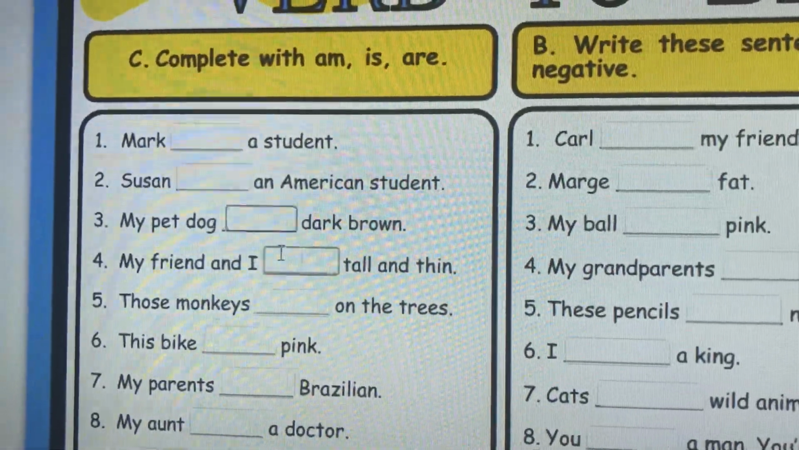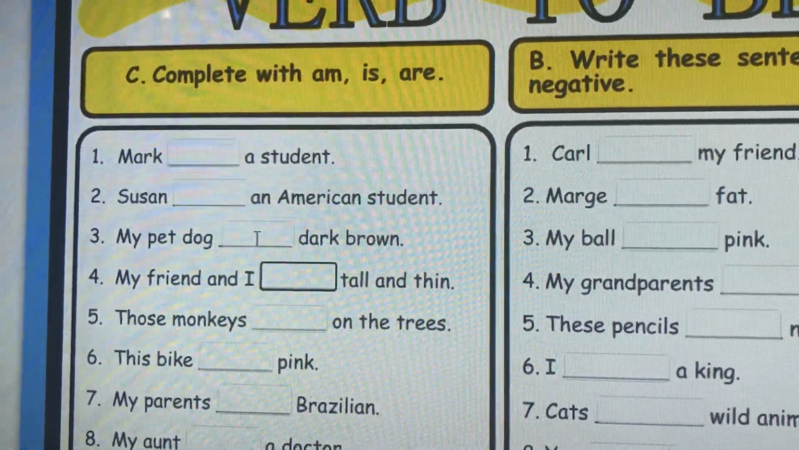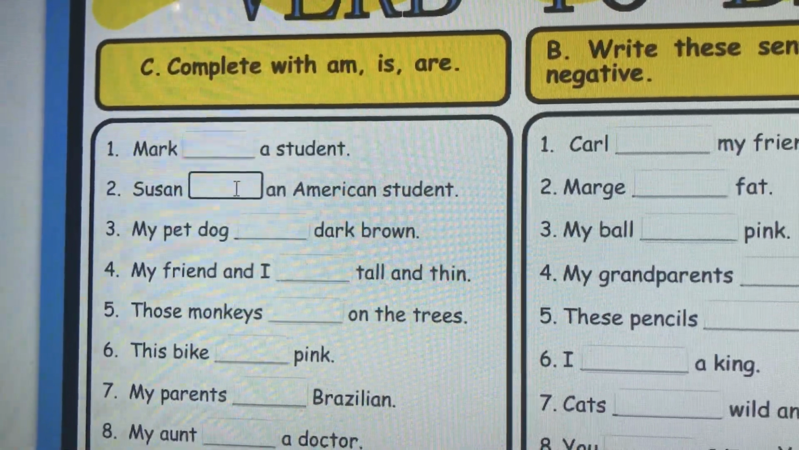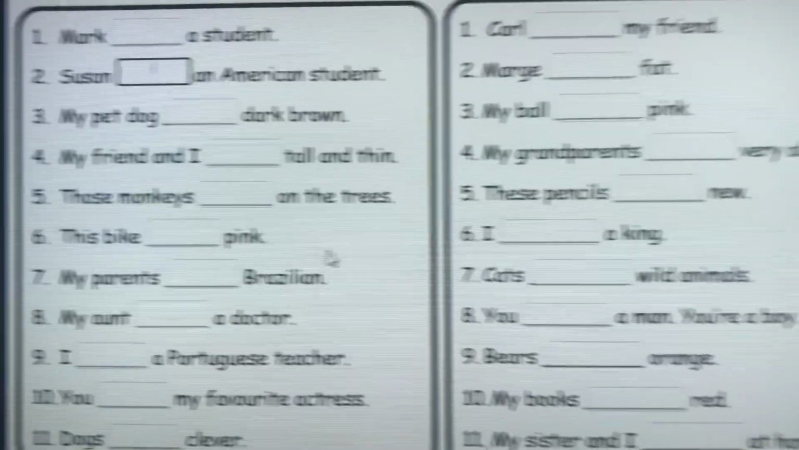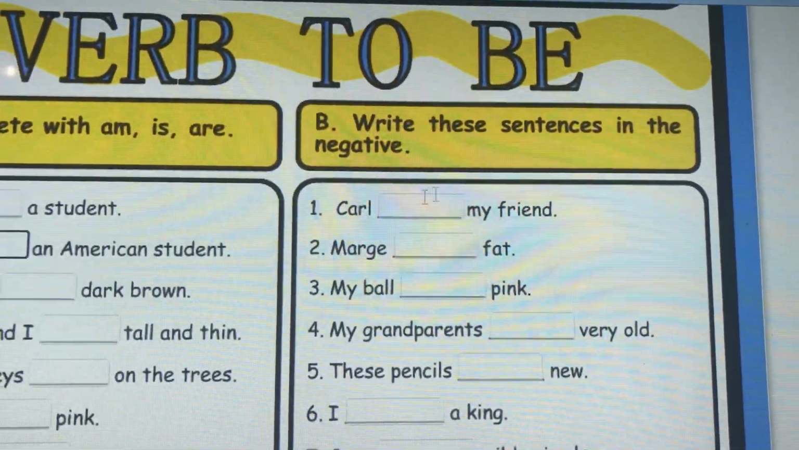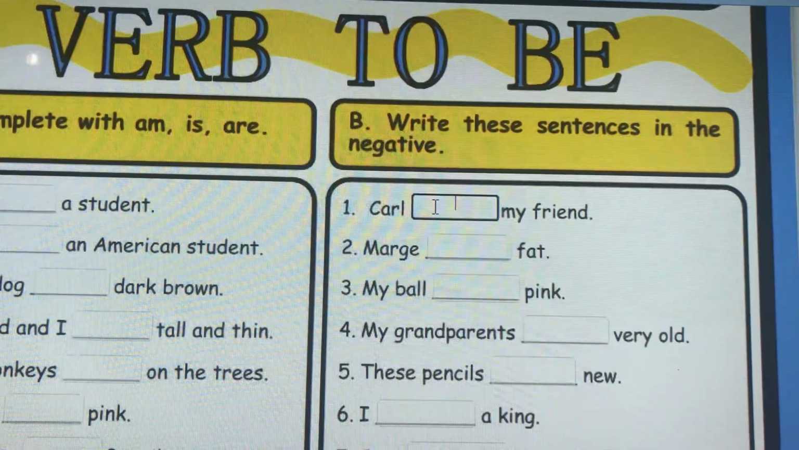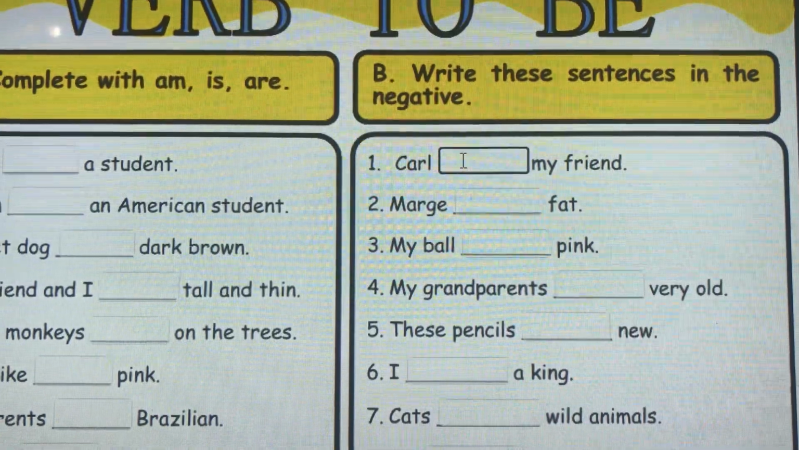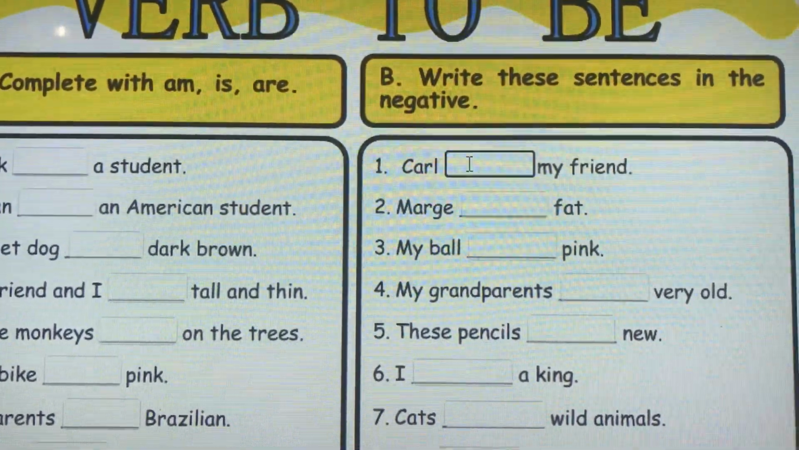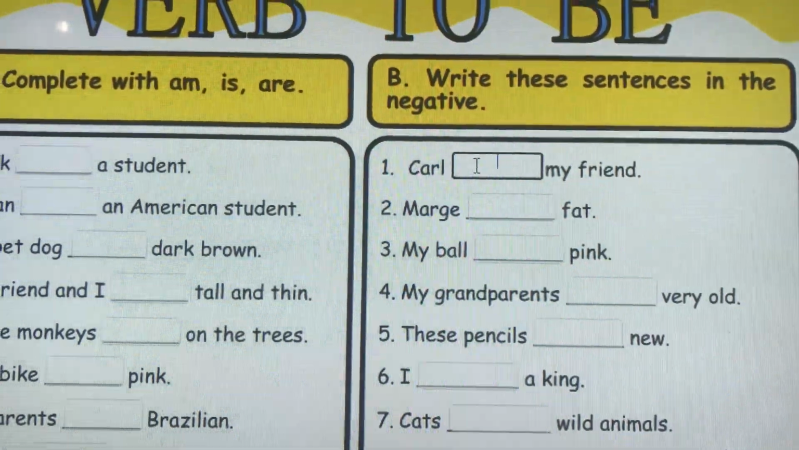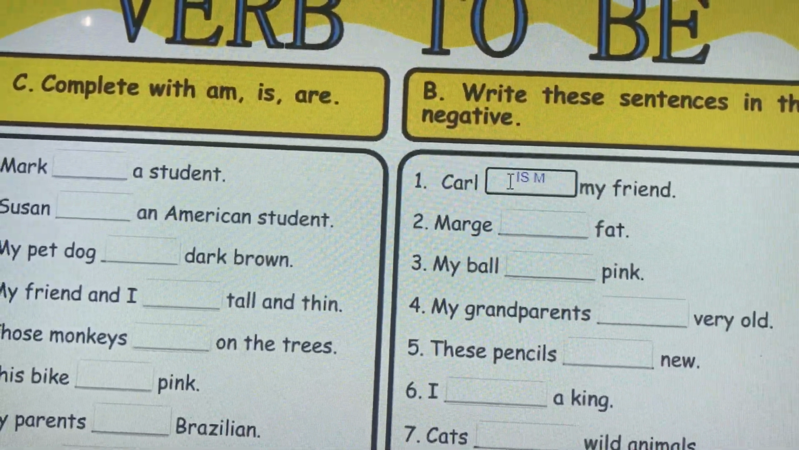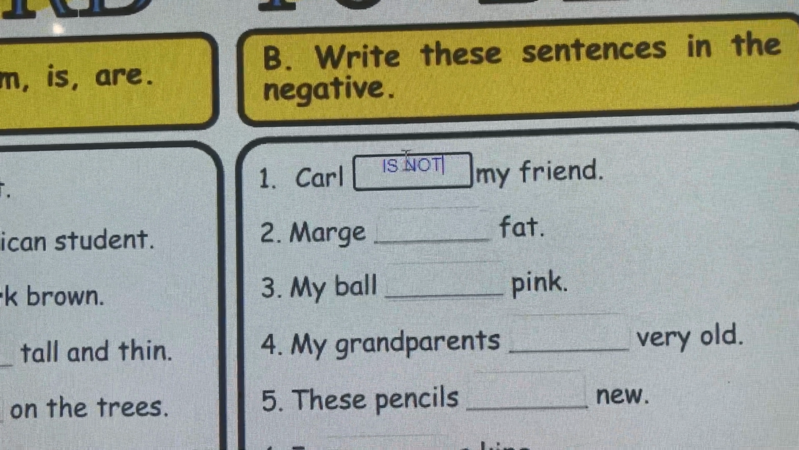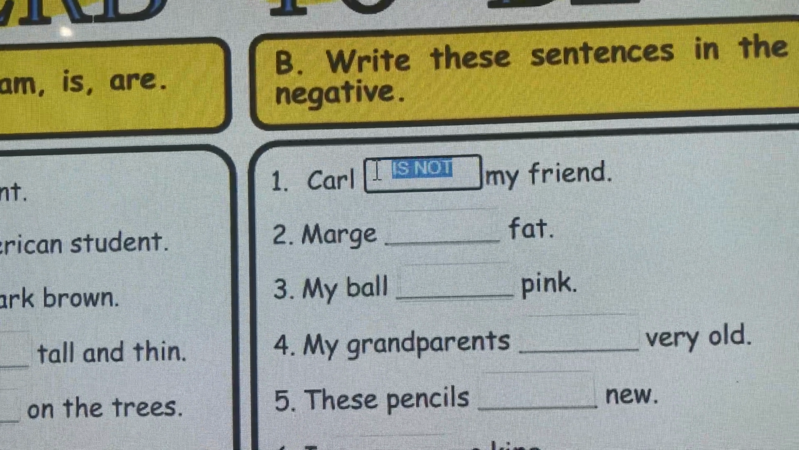Remember, okay. This one, my pet dog is, are, or am dark brown. Susan is, or are, an American student. Which one do you think it is? Now, this one over here, you gotta write the sentence in the negative form. So Carl is not. Remember, either you put is not, or are not, or isn't, or aren't. So it's better if you put is not, like this. You see, just in case, or are not. So you gotta put it in negative.